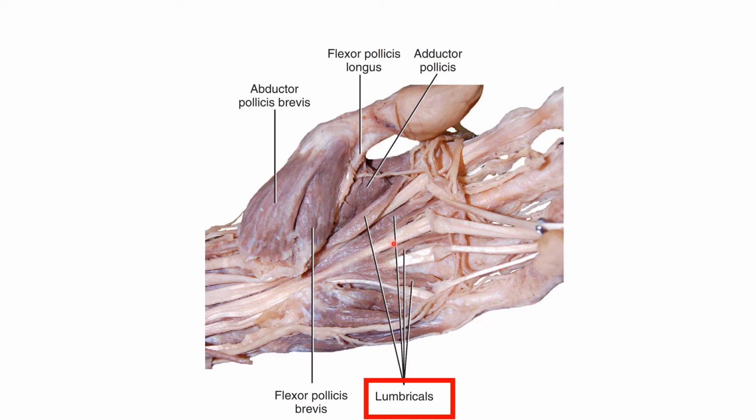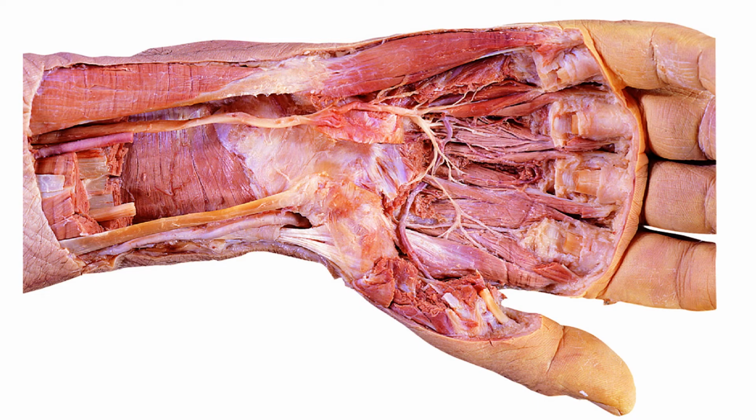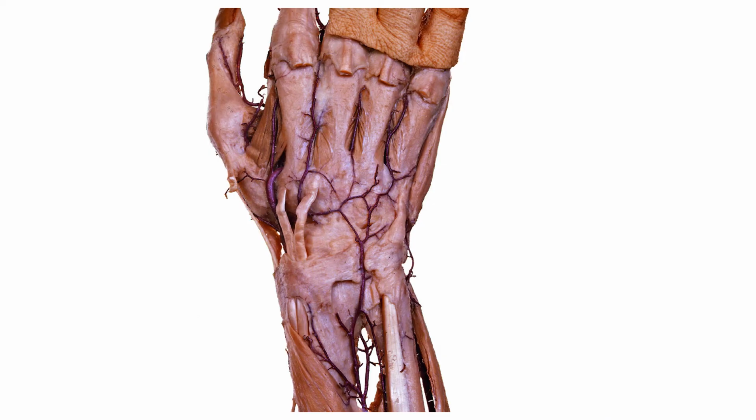From the flexor digitorum profundus tendons, you can identify these worm-like muscles called lumbricals. There are four lumbricals present. In this picture, underneath the lumbricals and the flexor tendons, you can identify the four palmar interossei muscles. Then deep to the palmar interossei, you can identify the four dorsal interossei muscles. These are all the intrinsic muscles of the hand.